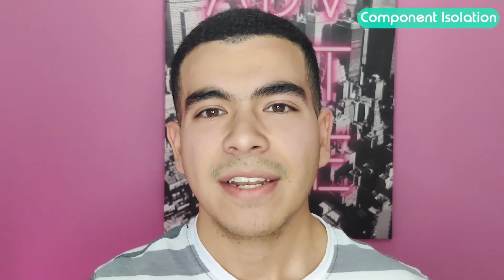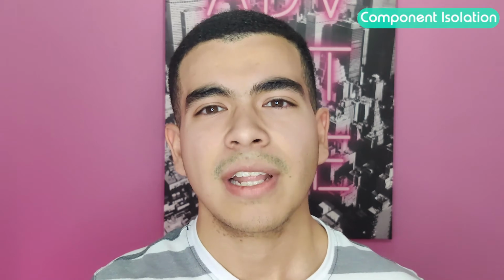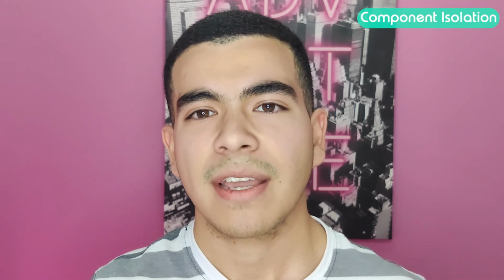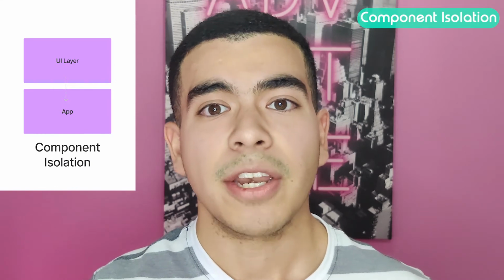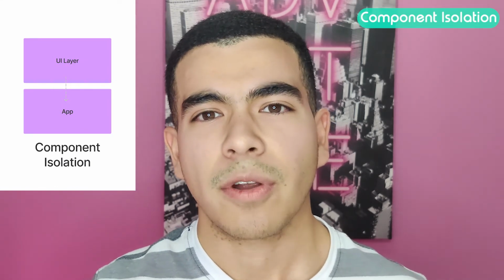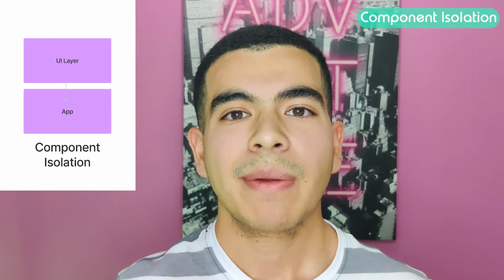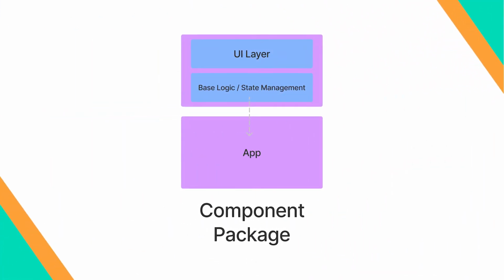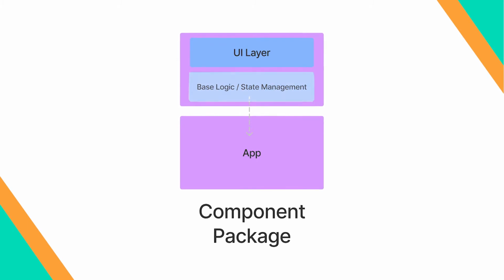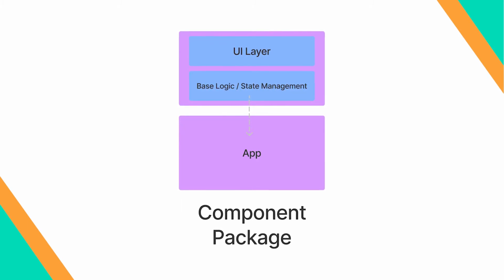But what exactly does a component isolated package look like in the rest of the project architecture? Well, this usually means simply creating a new Flutter project that uses our component isolated package. The component package is essentially functioning as a UI layer, which is made up of the UI code and some base logic and state management that's needed to make the UI work.